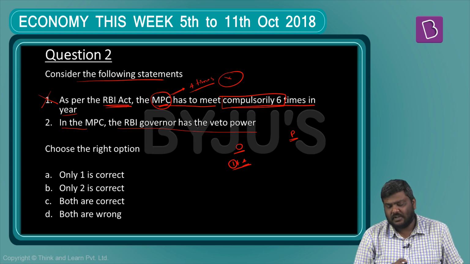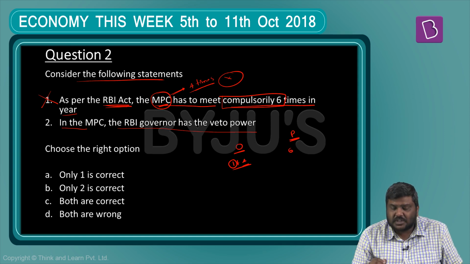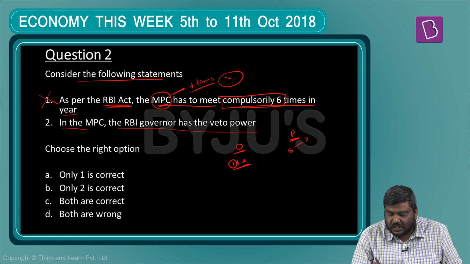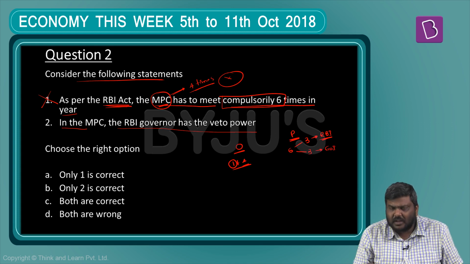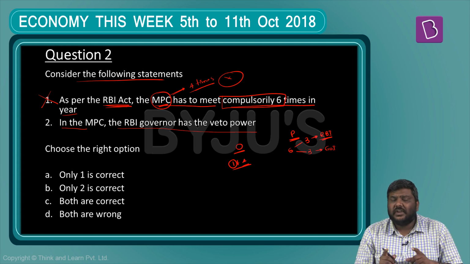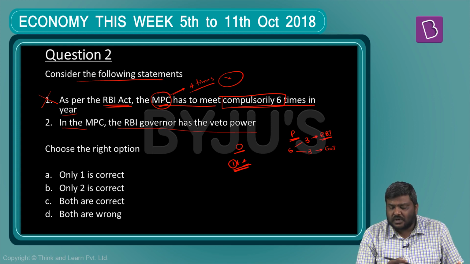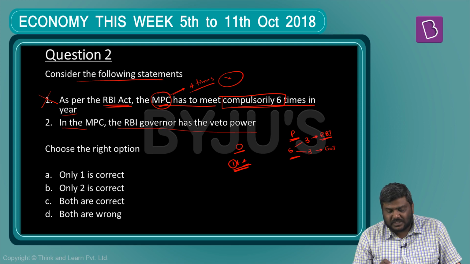of RBI itself. Whereas in the present context, the MPC has got a total membership of 6 people, of which 3 will be representatives of RBI. Obviously, RBI governor is one of the members here, and 3 will be experts appointed by Government of India. That is the first basic difference between the older system to decide monetary policy and the present MPC.